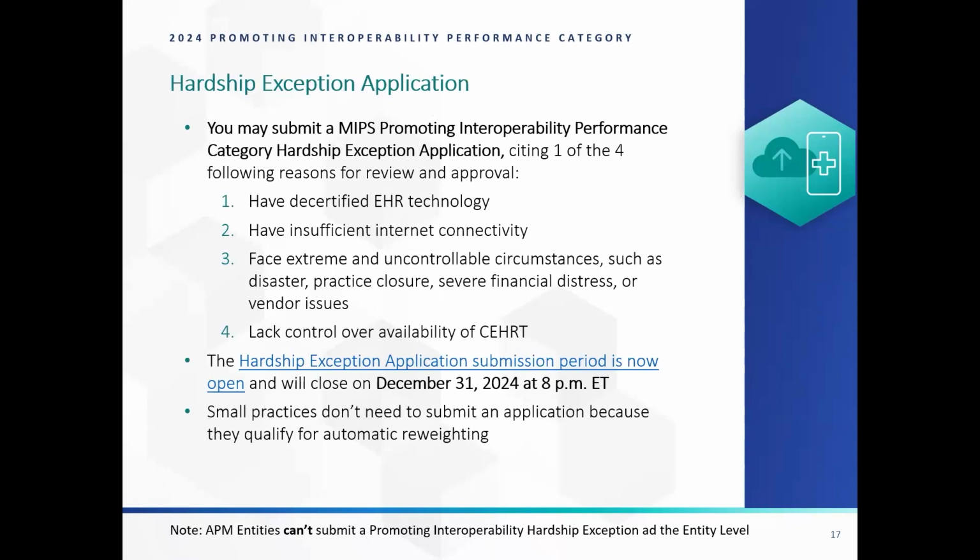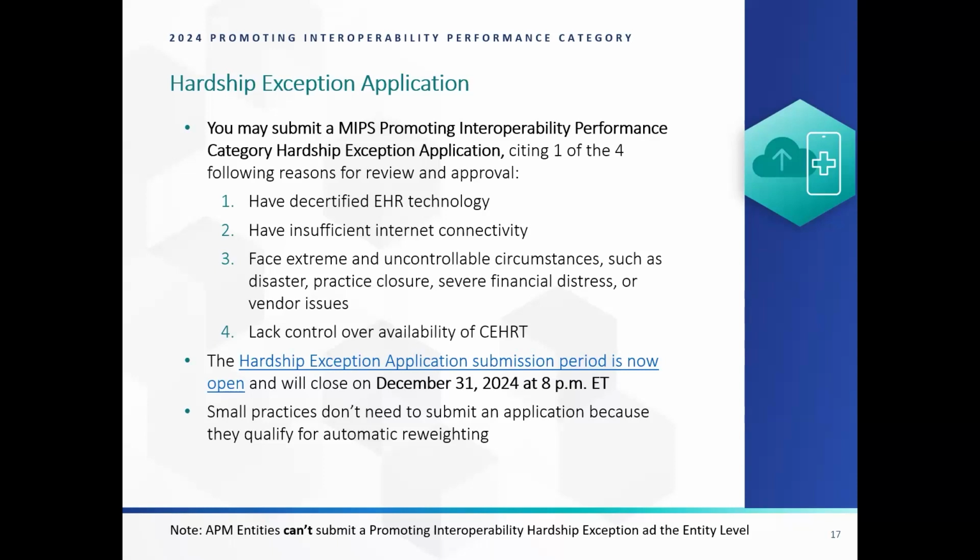Okay, as I mentioned, we do have an opportunity for hardship exceptions. It used to be that you were limited to the number of hardship exceptions you could apply for over your lifetime. And for hospitals, that 5-year limitation still exists. But for clinicians now, there's no limit. So when you apply, you need to cite one of the following reasons. You have decertified EHR technology. That means that the ONC, the Office of the National Coordinator, has taken action and has pulled the certification of the certified product.